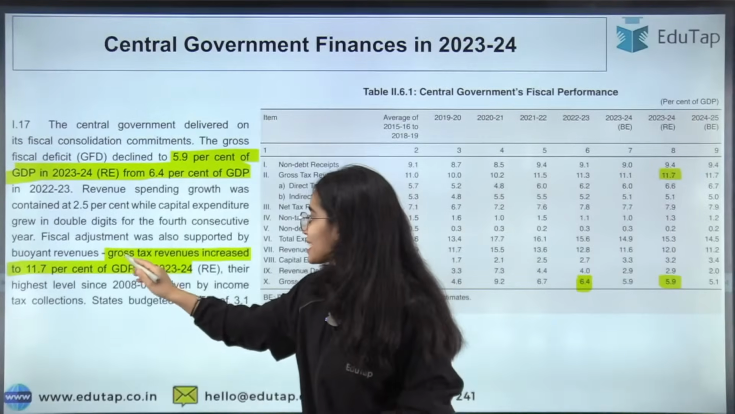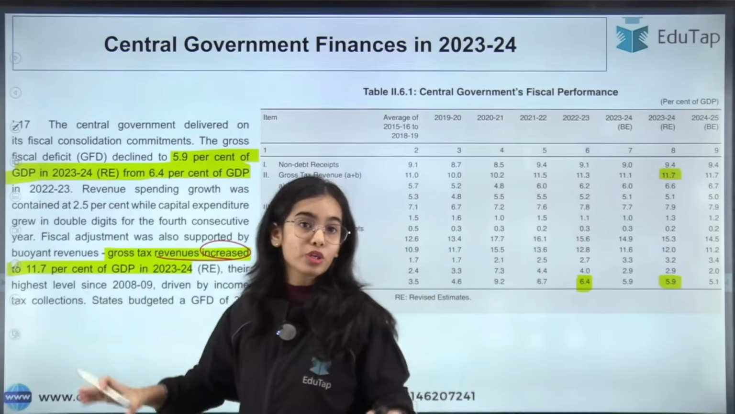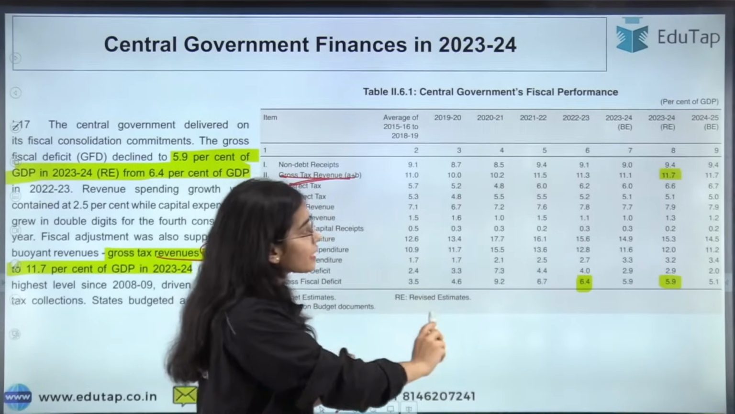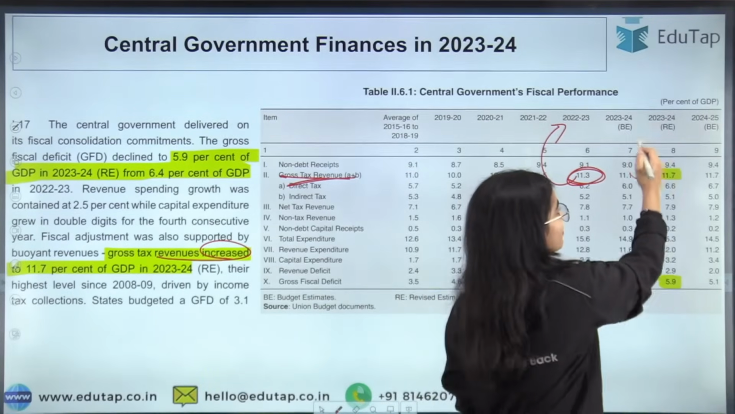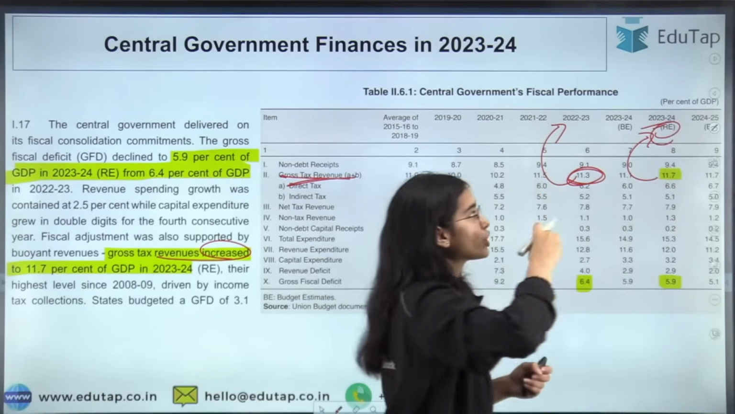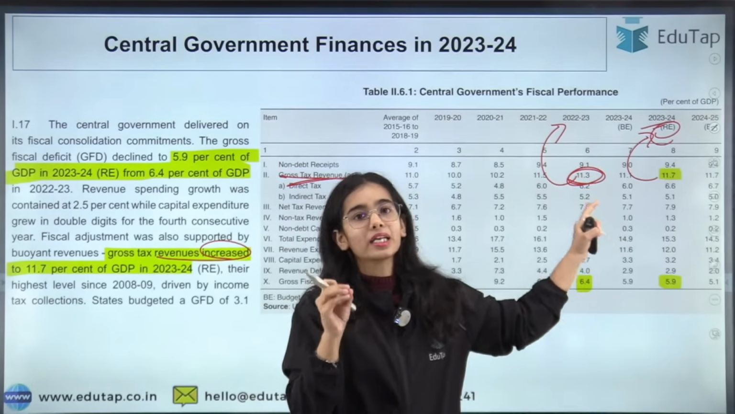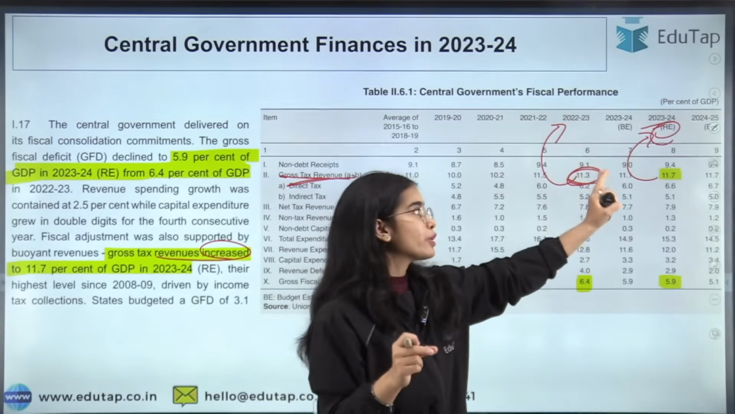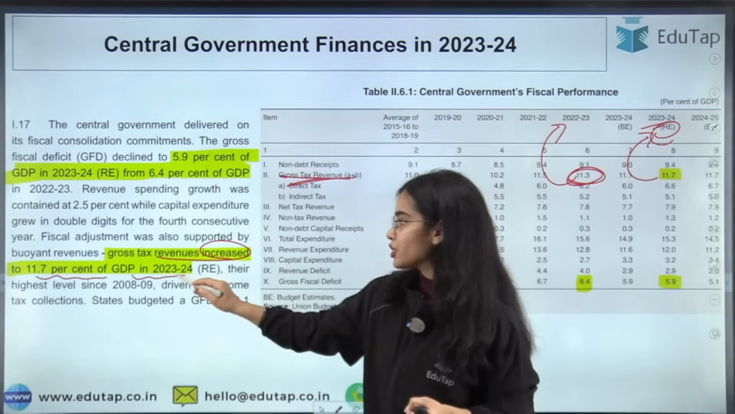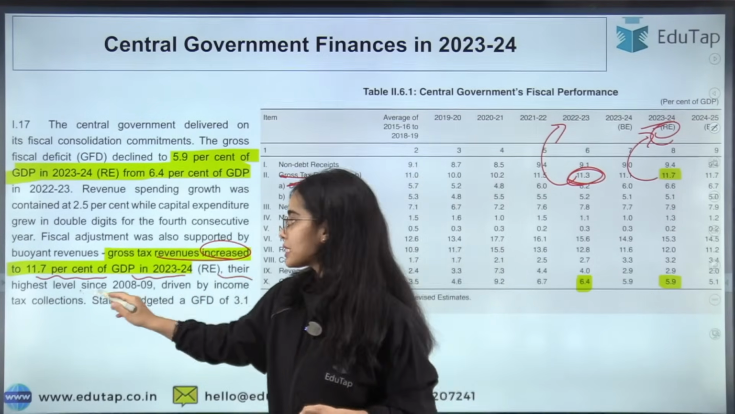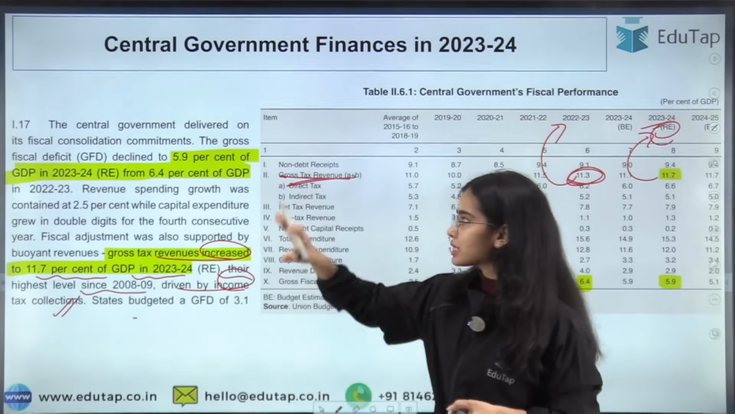Okay, so gross tax revenues increased to 11.7%. Here you can see it increased from 11.3% in 2022-23 to 11.7% as per the revised estimates of 2023-24, and it is expected that it will remain 11.7% in 2024-25 also. So gross tax revenues increased to 11.7% in 2023-24, their highest level since 2008-2009, driven by the income tax collections. Okay, so this is the major data point.